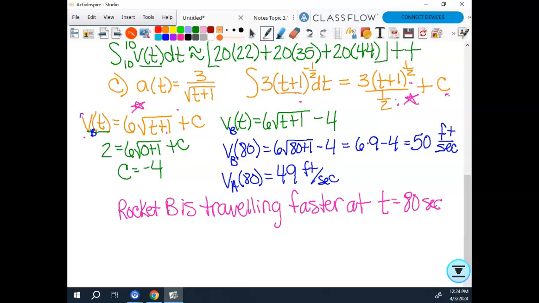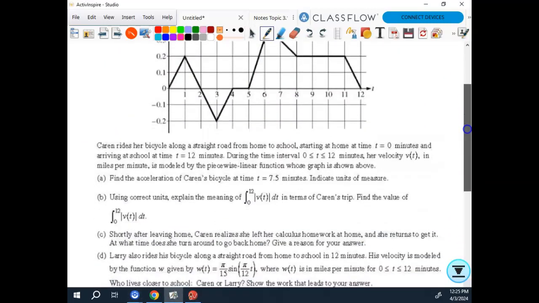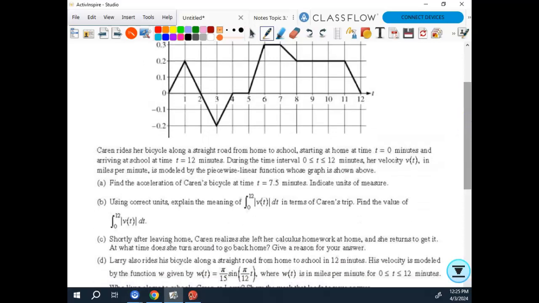All right. And I just realized I did not open my calculator. Let me go do that real quick. Alrighty. Here we have this graph.